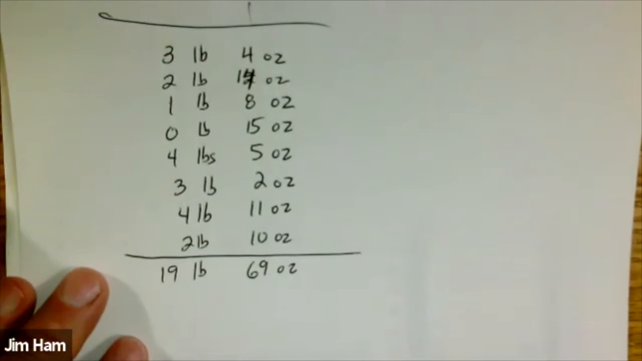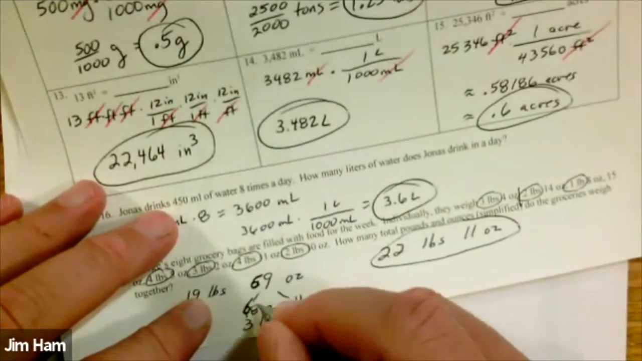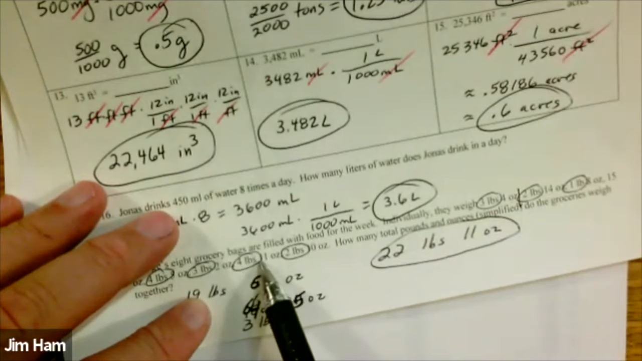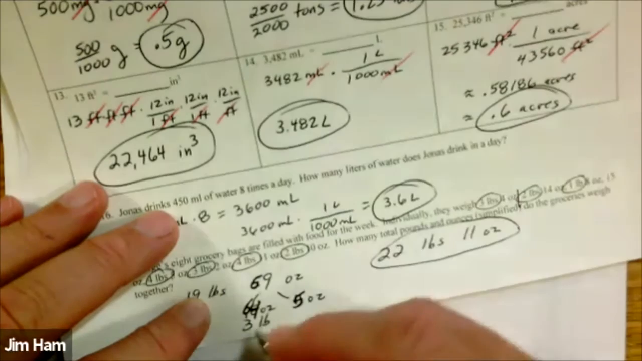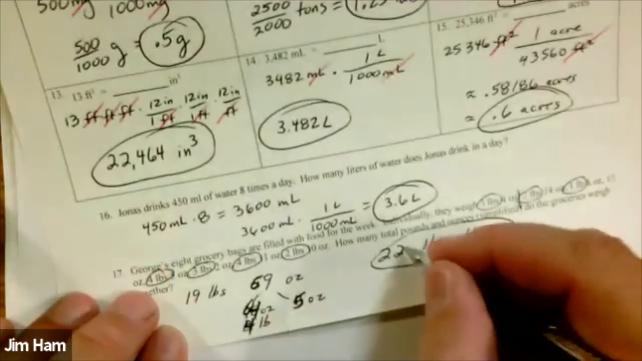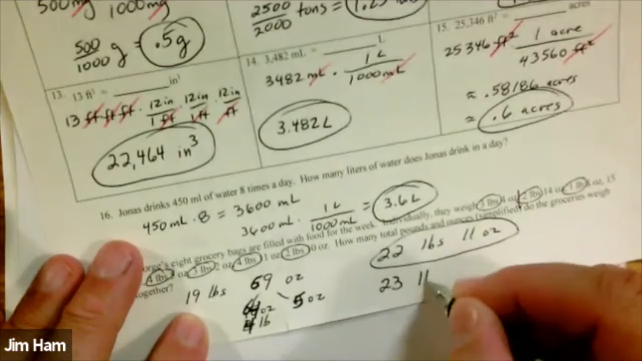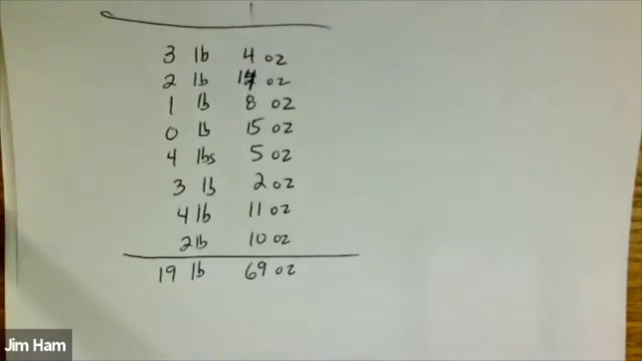Okay, well, I was wrong in my calculation. 69. So that's 64 ounces plus 5 ounces. I think I left off that 1 there when I was adding it up. I said 1 ounce instead of 11, so I was 10 ounces short. All right, well, that's 4 pounds. And so we're going to have 4 onto the 19, 23 pounds, and 5 ounces. All right, let me finish it over here.